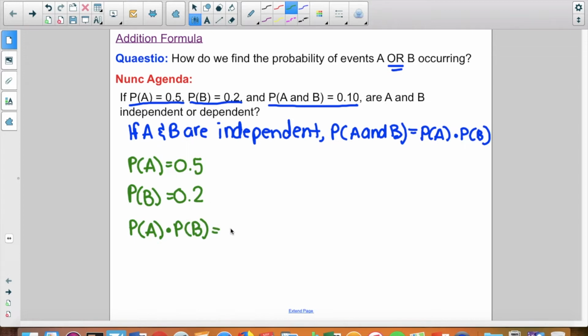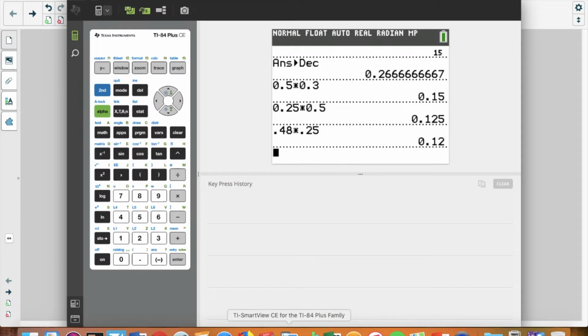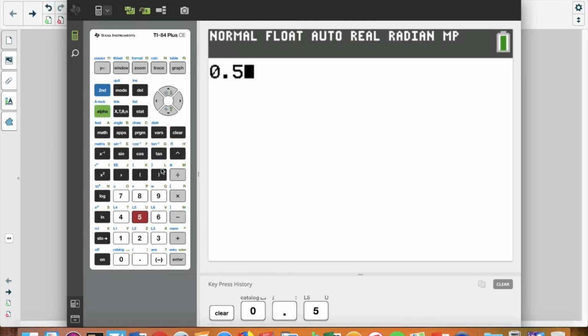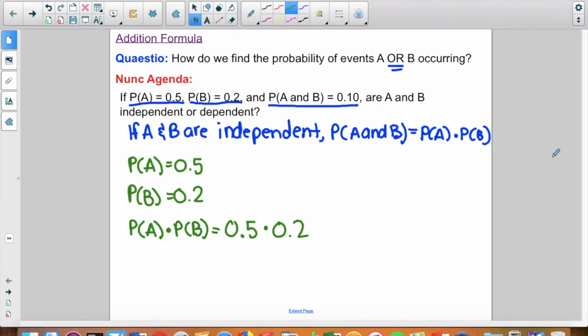Now we have to find the probability of A times the probability of B. Now that's equal to 0.5 times 0.2. Okay, you can go to your calculator to do that. If you can do it by hand, that's awesome. So we're doing 0.5 times 0.2, and we get 0.1. So this is saying that the probability of A times the probability of B equals 0.1.